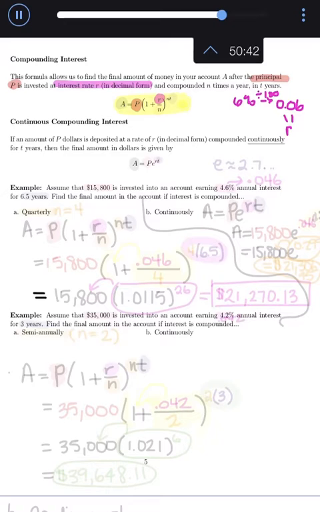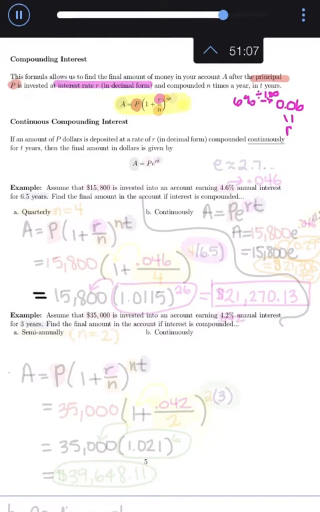Okay, the N here in your formula, which you actually see twice, is the number of times per year. So, for instance, if it's quarterly, that means 4 times a year, your N would be 4. If it is every month, well, there's 12 months in a year, so that would be 12 times a year, so your N would be 12.